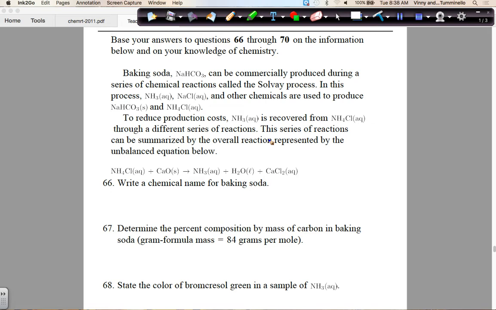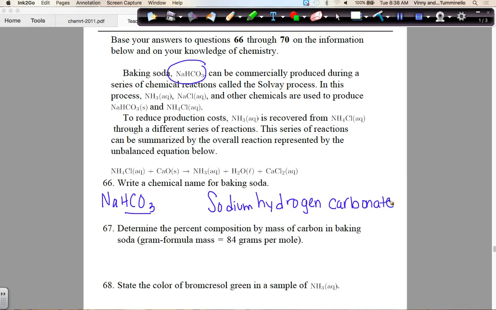First thing it says for 66 is write the chemical name for baking soda, and we're going to find this information on table E, that we know that baking soda is NaHCO3. That's the formula. We need the name, so we know that Na is sodium, and on table E, HCO3 is called hydrogen carbonate. So when we put it together, the name is sodium hydrogen carbonate.